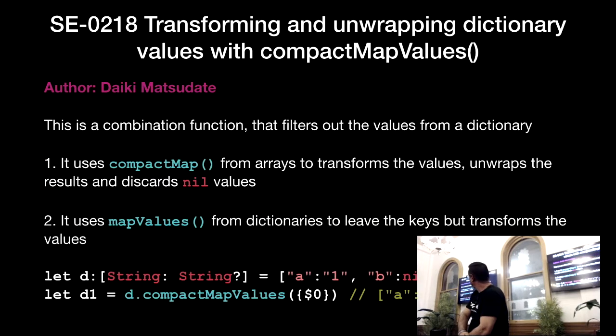Then you have transforming and unwrapping dictionaries. Now, this is compactMapValues. What it does is two things for you. One, it does a compact map, which means it removes the nils. And then it also says, leave my dictionary key-value pairs. So remove the nils, but keep the keys and map it. So here's an example. If it was a string, A and B is nil. So when you go through compactMapValues, you get A and C.